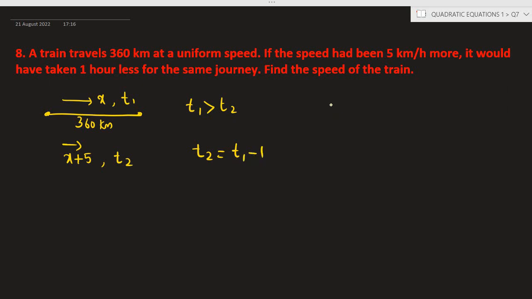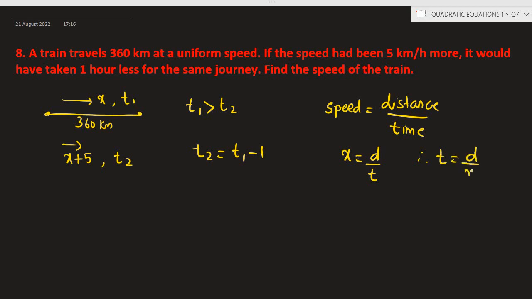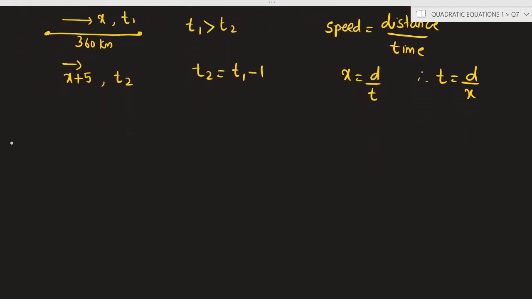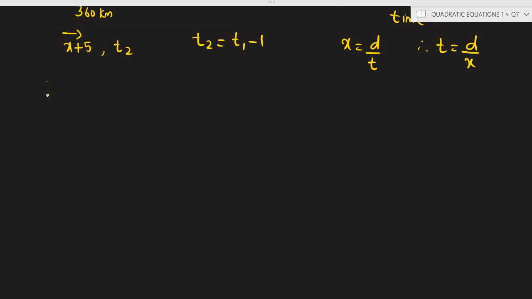And what is the formula for the speed? Speed is equal to distance divided by time. So with this we'll proceed now. What is the speed? That is x, and distance is d, and time t. Therefore t is equal to distance divided by x. What is the distance he had given in the problem? That is 360 kilometers, and we are using this equation.